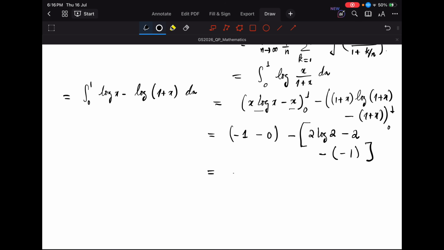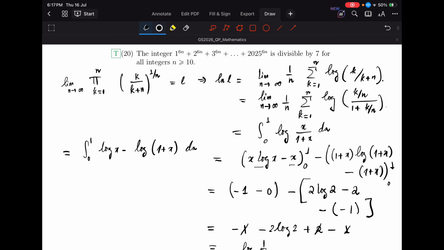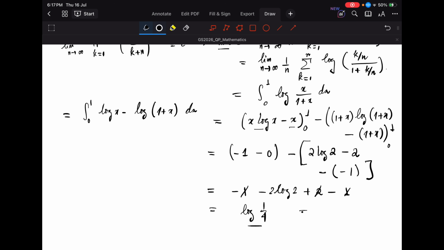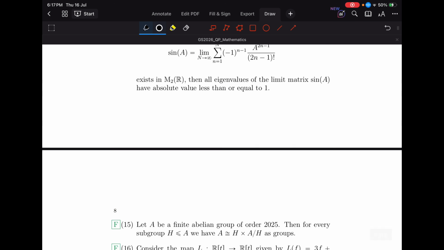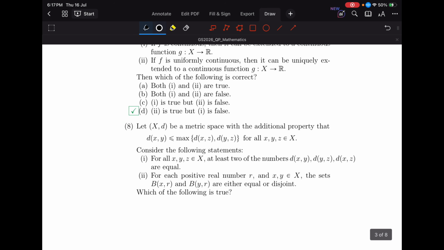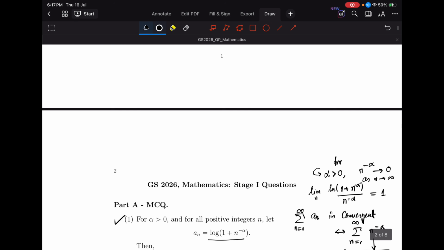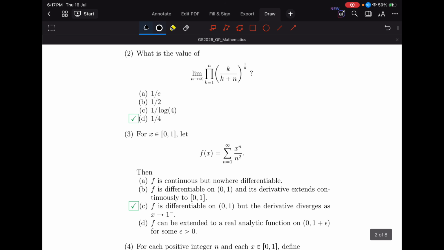So finally you have minus 1 minus 2 log 2 plus 2 minus 1. So we have 2 minus 1 minus 1 cancels, so log 1 by 4. So log L equals log 1 by 4, that will imply L equals 1 by 4. So we have the value of the integration is 1 by 4. Yeah, the option is correct.